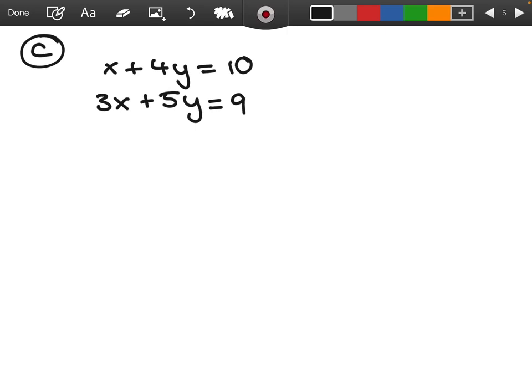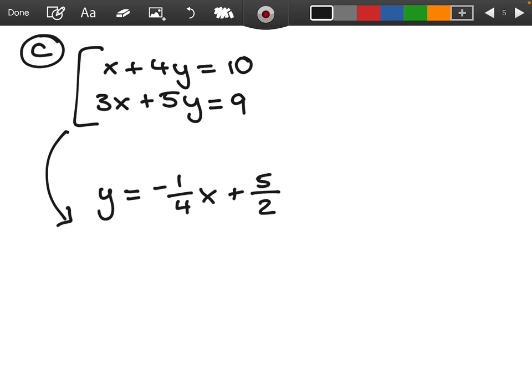So we did this in a previous section. All you're going to do is manipulate these so that both of them have y on the left-hand side and then something in terms of x plus a constant on the right-hand side. I'm not going to go ahead and do that as we have done it before, but if you did that, your equations actually become, the first equation is y is equal to negative 1 over 4x plus 5 over 2, and your second equation becomes y is equal to negative 3 over 5x plus 9 over 5.